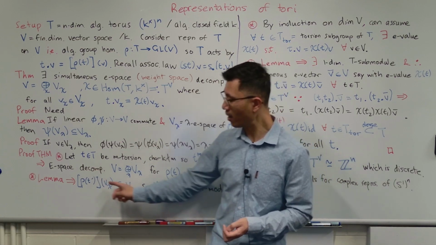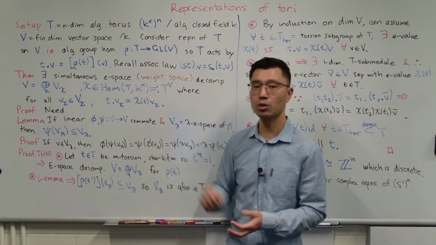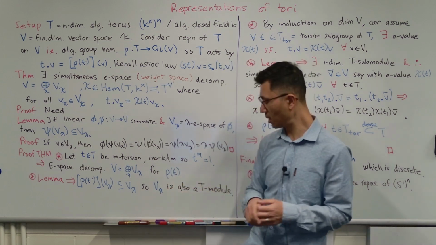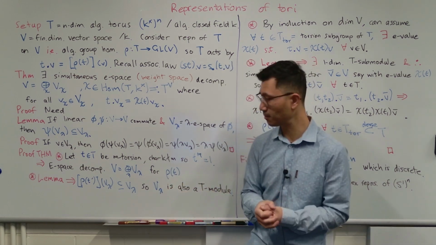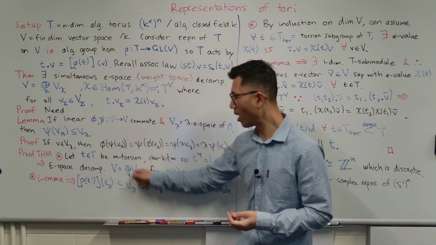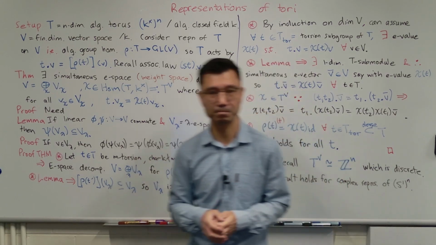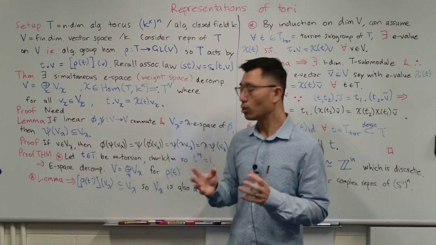So you can think of T acting on this V lambda as well. V lambda is also a T module, a T submodule, in fact. So each of these eigenspaces is actually a T module. Okay, so that's good. So why is that?